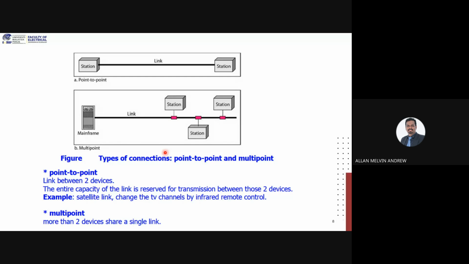Okay, so we can have two types of connections. First, we call it point to point. Okay, point one to point two. We call it P2P, or point to point. So we can see you have two stations and a link. It can be a wired fiber optic cable or LAN cable, connected from station 1 to station 2.